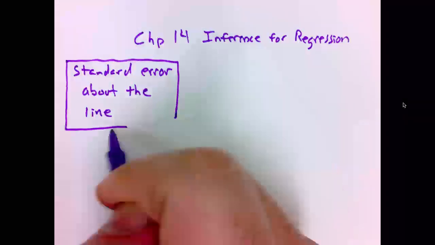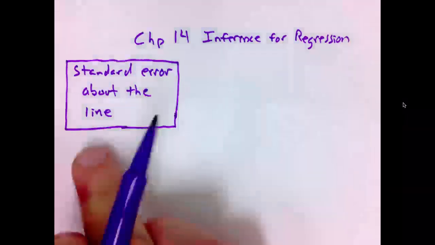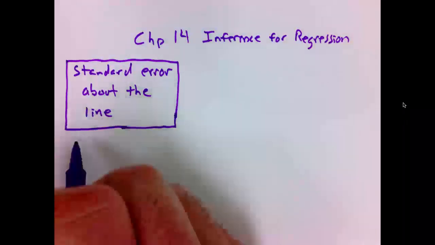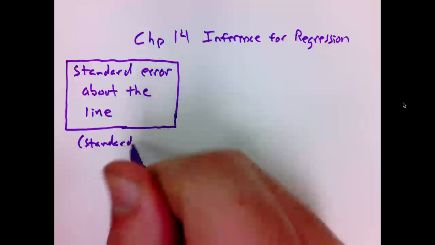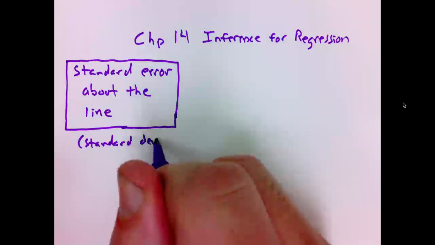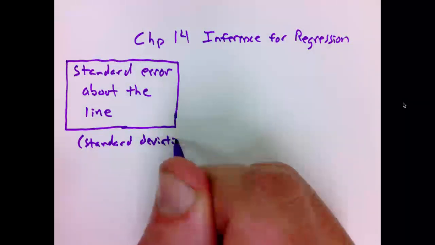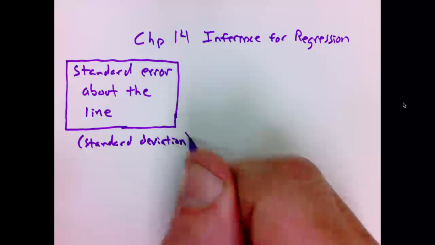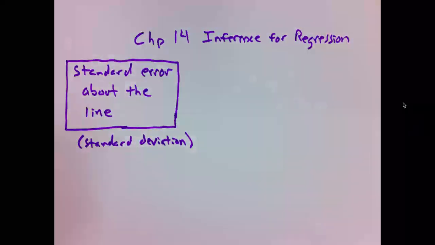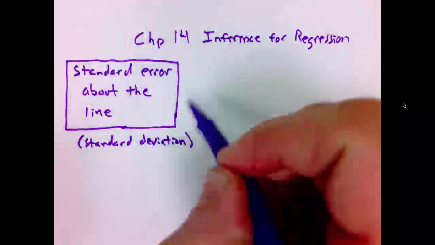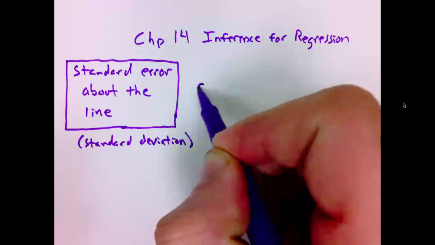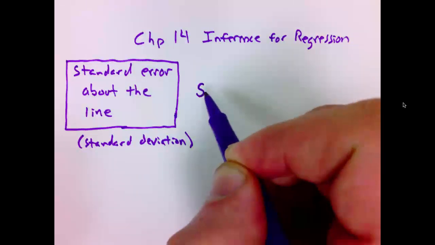Standard error about the line. And this is just really a fancy way to say the standard deviation. In one of our early chapters on inference, we talked about SEM, standard error of the mean, and that was when we substitute the sample standard deviation for the population standard deviation. So this is a standard deviation. We'll use the letter S for the sample standard deviation.